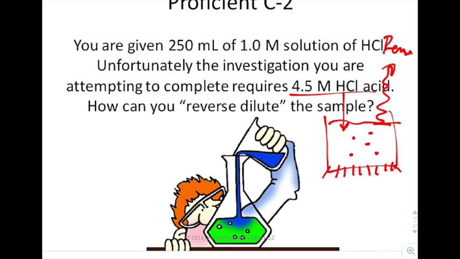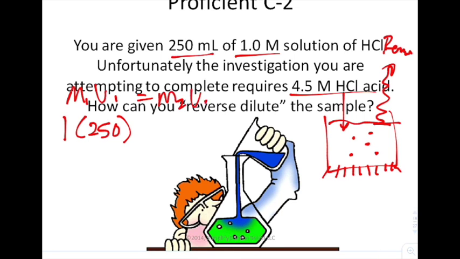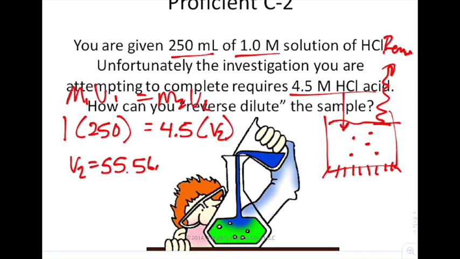Well, in this case, this is what you're given. So I have 1 molar, 250 mL, because that's my M1V1. And on the other side, I have M2V2, and that's going to equal 4.5 times V2, which is what you're trying to figure out. So when you multiply these things out, you end up getting that volume 2 needs to be 55.56 mL. Well, 55.56 mL is less than the 250 mL you originally have. So you actually have to evaporate out about 194 mL of water in order to get this thing to work.